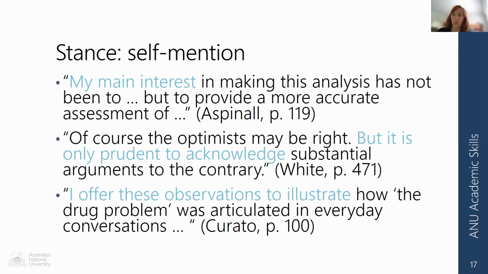But think about different ways you might self-mention to be authoritative in your writing around your own connection to the research and why you carried it out. My main interest in making this analysis. It is only prudent to acknowledge, you're not having a self-mention there, but it is clearly the author's viewpoint that they are trying to get across. It is their stance that they're trying to get across, right? Someone might disagree. They're making an assertion there about their own point of view. I offer these observations to illustrate how.